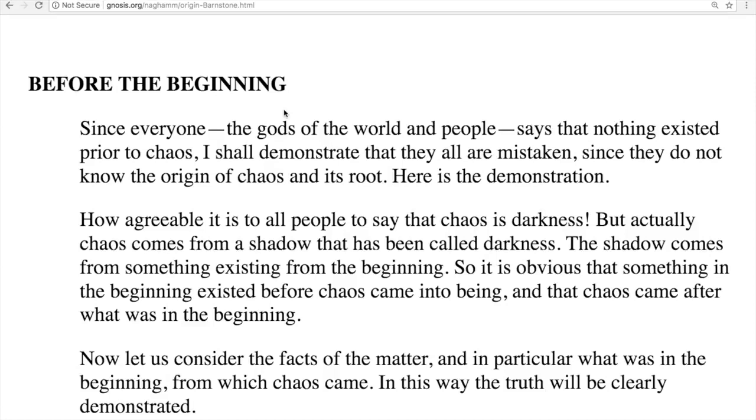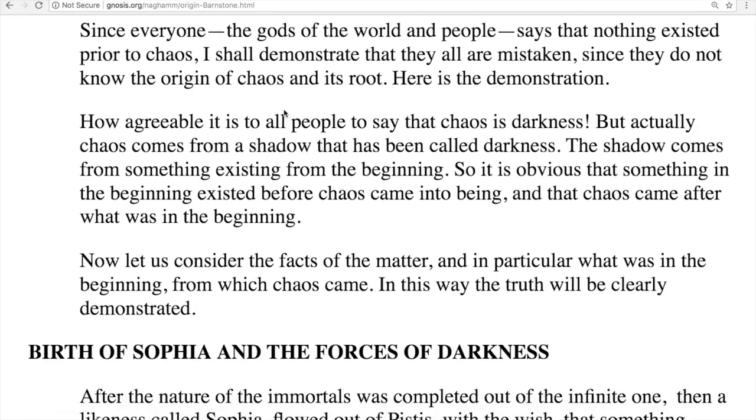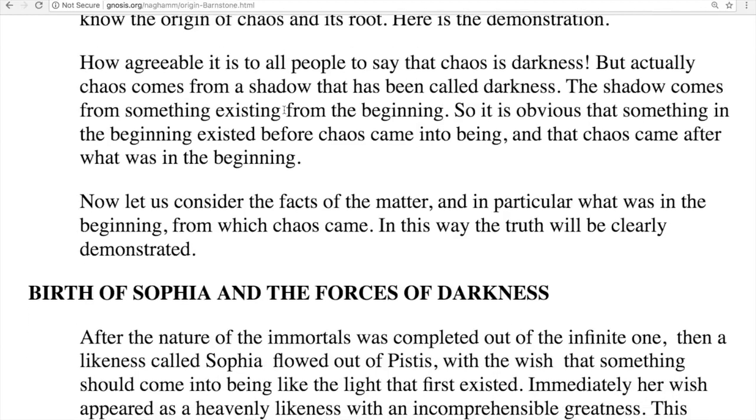So it is obvious that something in the beginning existed before chaos came into being, and that chaos came after what was in the beginning. So now let us consider the facts of the matter, and in particular what was in the beginning from which chaos came. And this way the truth will be clearly demonstrated. Interesting, this writer is arguing that chaos in fact derived from perhaps something more orderly. This is what's being implied here. So let's continue to read in the next section.